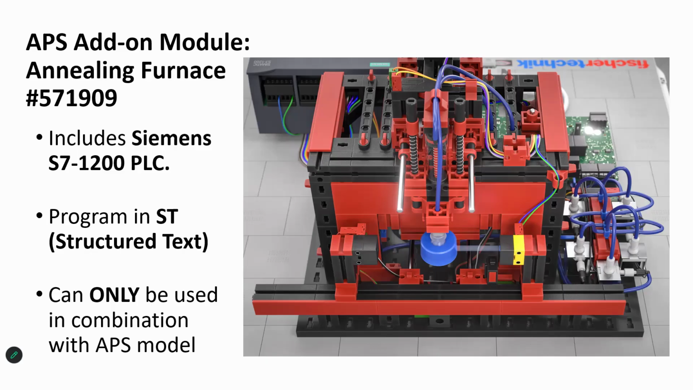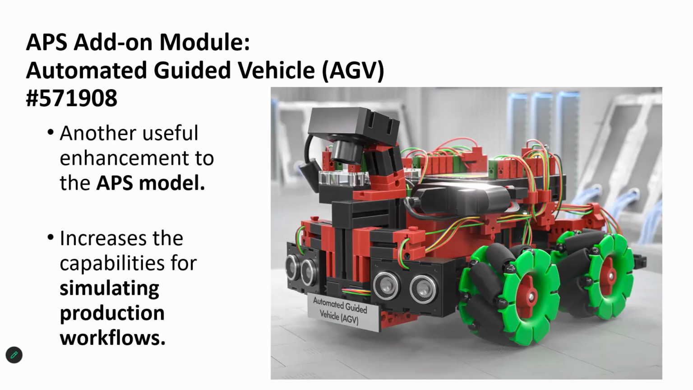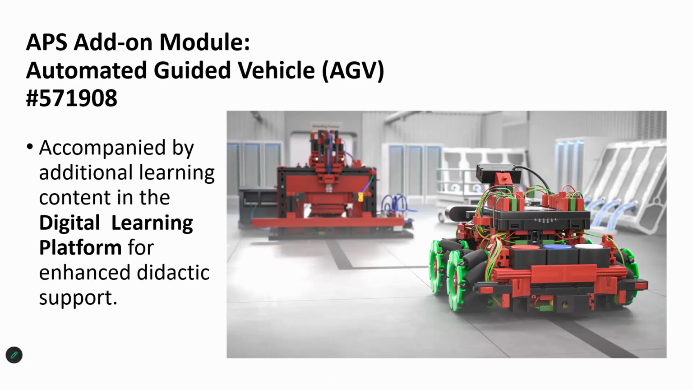This is not something you would use as a freestanding workstation like you would if you've seen our other fischertechnik models in other presentations. This is only for use with the APS. The second add-on module that's available for purchase, as we talked about earlier, is an additional AGV, which can also be incorporated into your model. Like the annealing furnace, the add-on automated guided vehicle will also unlock additional content in the learning content in the digital learning platform.